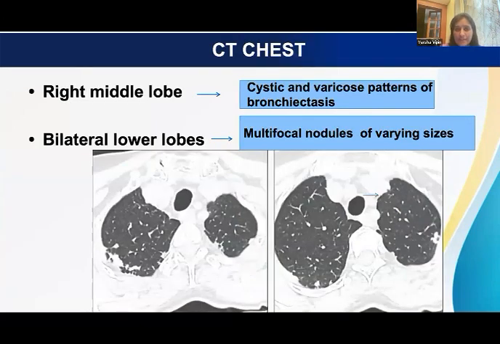We went ahead with CT as she had significant changes in the X-ray, and we had a plan of starting immunosuppression. The right middle lobe was showing cystic and varicose pattern bronchiectasis, while the bilateral lower lobes were showing multifocal nodules of varying sizes.